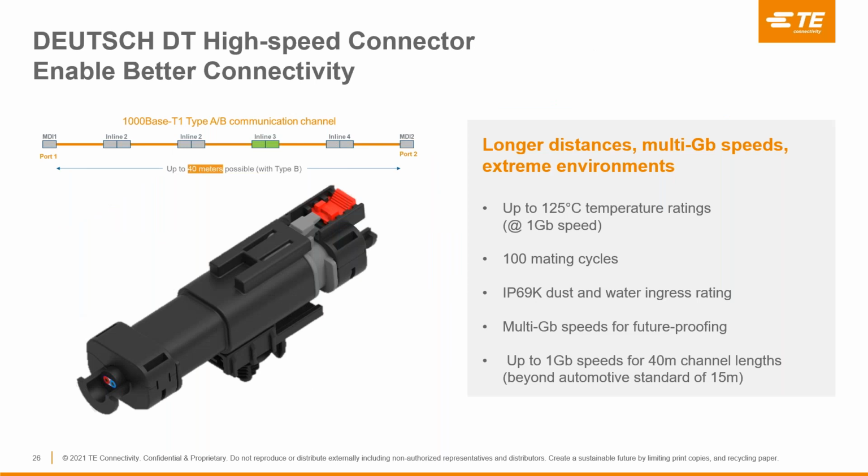And again, the key takeaway from the Deutsch DT high speed is to look at that channel length. So you'll see here the connections up in the left-hand corner from your initial port, generally from a header connection through up to 4 inlines over up to the 40-meter channel for the Type B type of connections. And of course, this also then works at anything less than 40 meters as well, with the full rounding out of addressing the robustness and the needs of the industry.